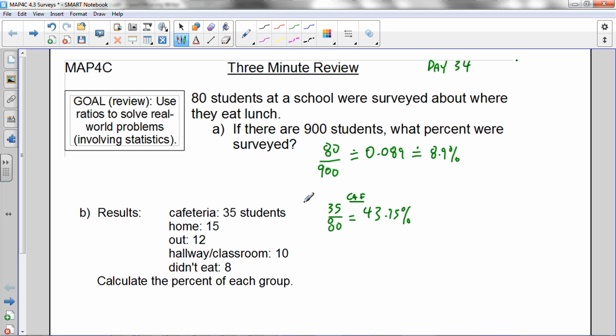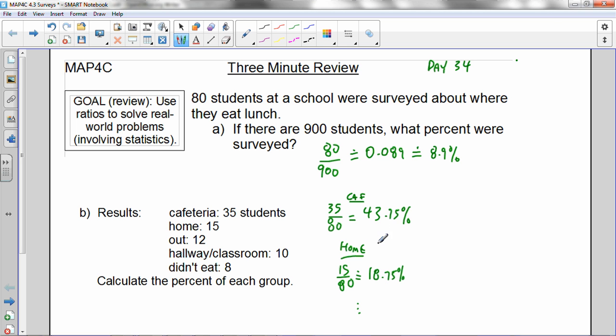And then, I'm not going to do them all, but that who ate at home would be 15 out of 80, which was 18.75%. Well, that's exact, actually, and so on.